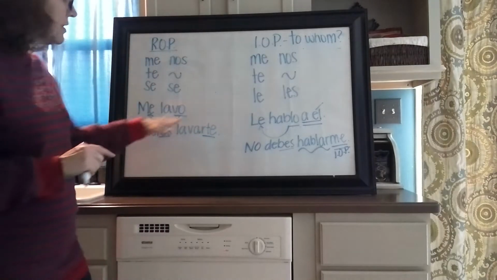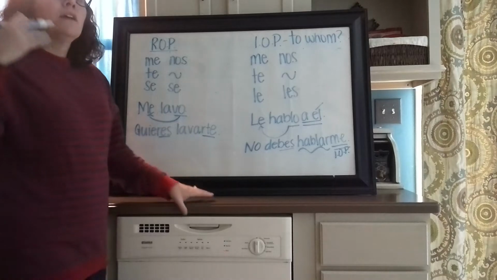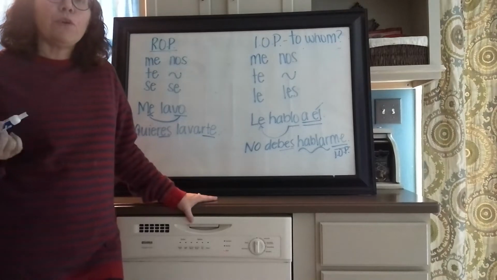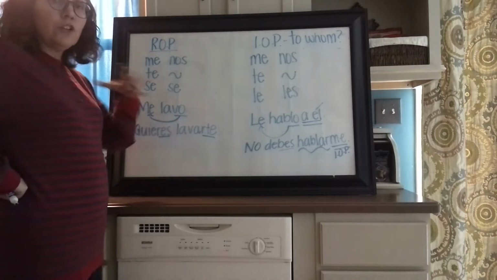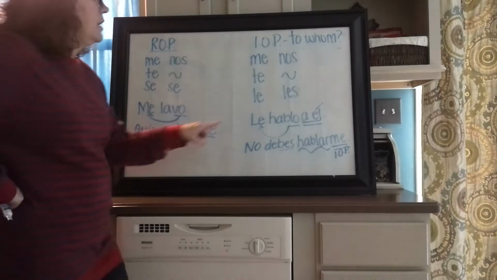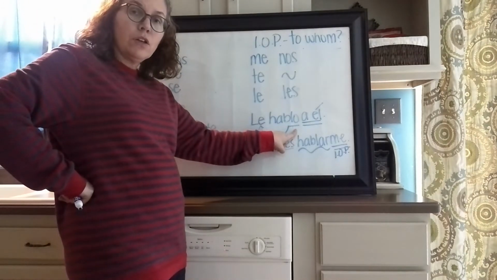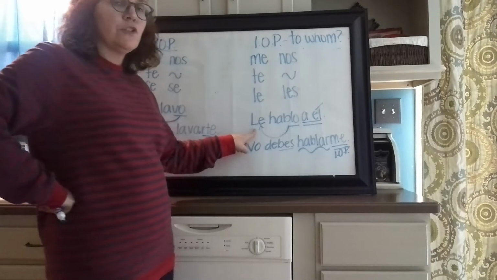And we can see this in action. The first sentence on both of these shows us rule number one, before the conjugated. I wash myself. I wash is a conjugated verb, myself before the conjugated. Or I talk, conjugated, to him, putting it before the conjugated.